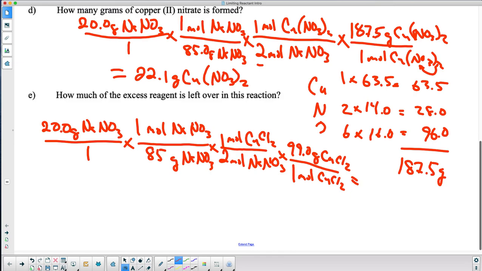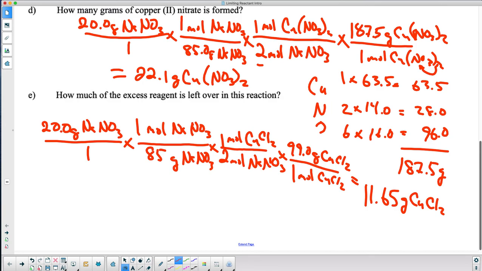So what I'm going to find out here is how much 20 grams of sodium nitrate reacts with whatever the amount is of copper chloride, and then I'm going to simply subtract the amount that reacted from the starting amount of copper chloride. So I'll show you what that looks like. So this is 20 divided by 85 divided by 2 times 99 equals. So here's the amount of excess reactant that reacts with the sodium nitrate. That's the number of grams of copper chloride, like this.